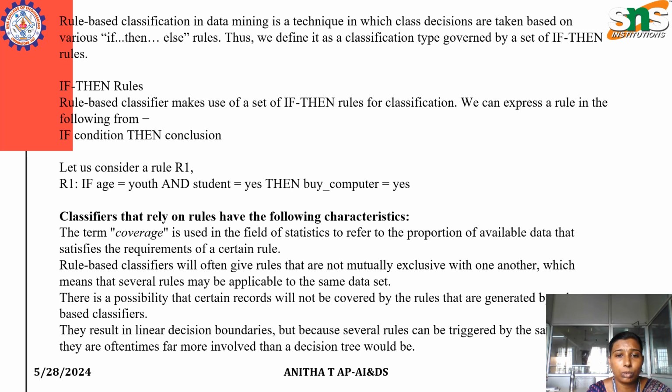The term coverage is used in the field of statistics to refer to the proportion of available data that satisfies the requirement of a certain rule. Rule-based classifiers will often give rules that are not mutually exclusive with one another, which means that several rules may be applicable to the same data sets. There is a possibility that certain records will be covered by the rules generated by the classifiers. This results in linear decision boundaries, but because several rules can be triggered by the same record, they are often more involved than a decision tree would be.